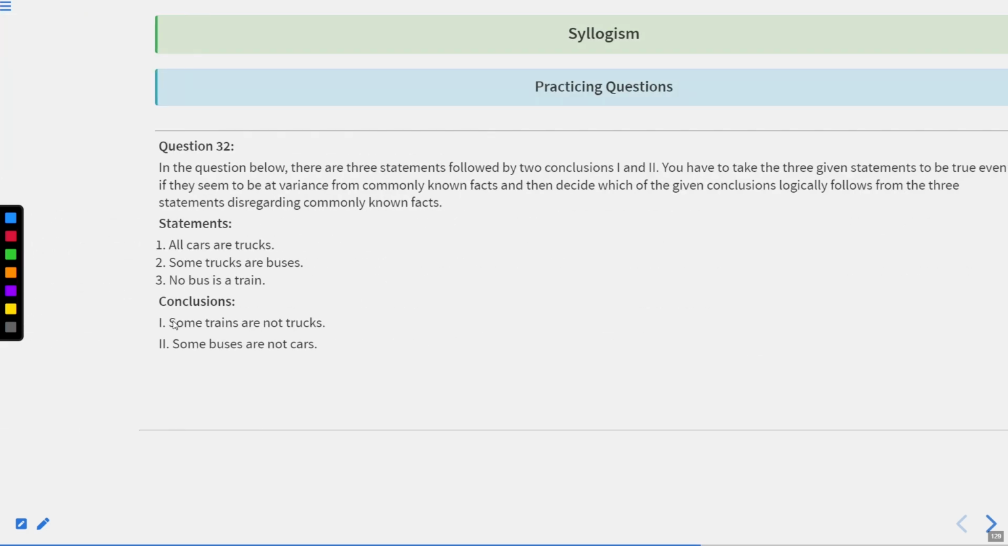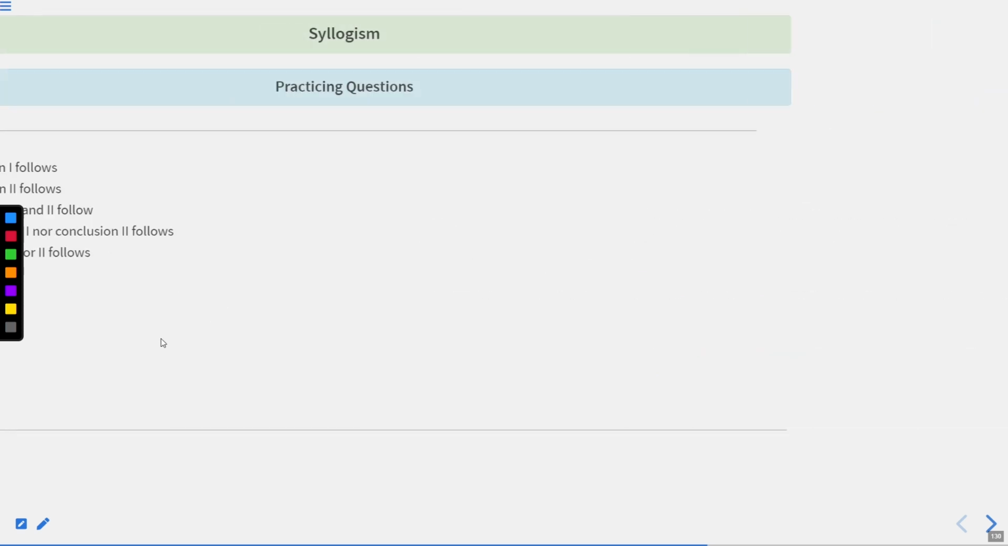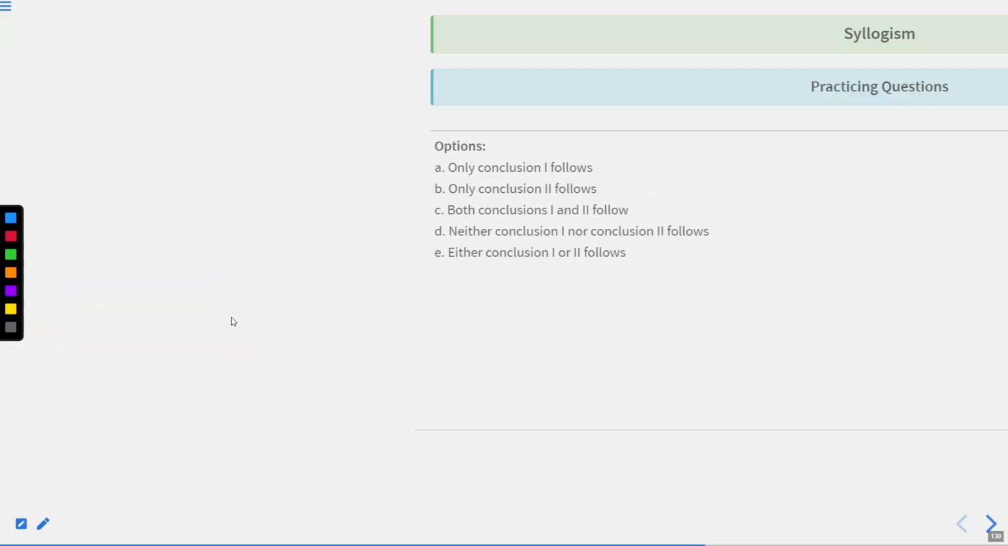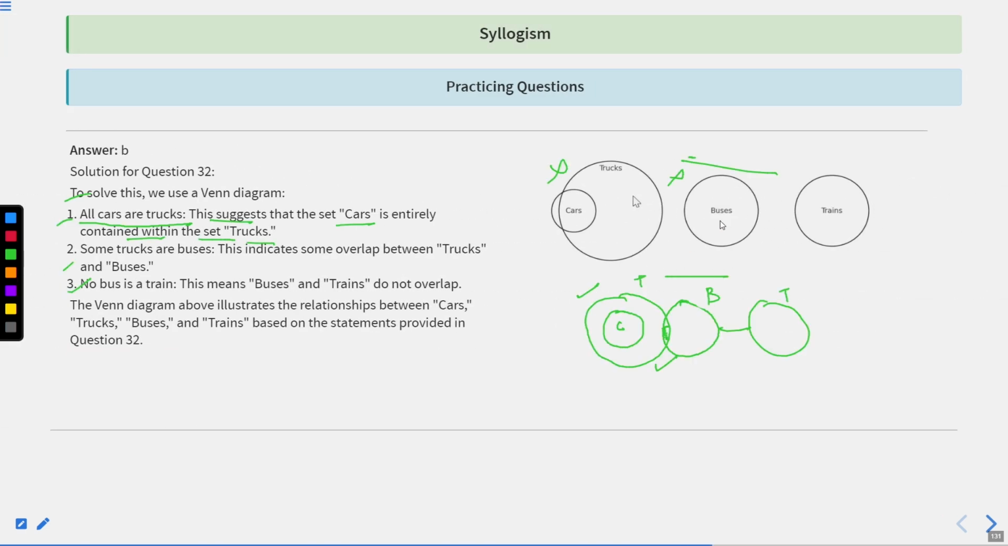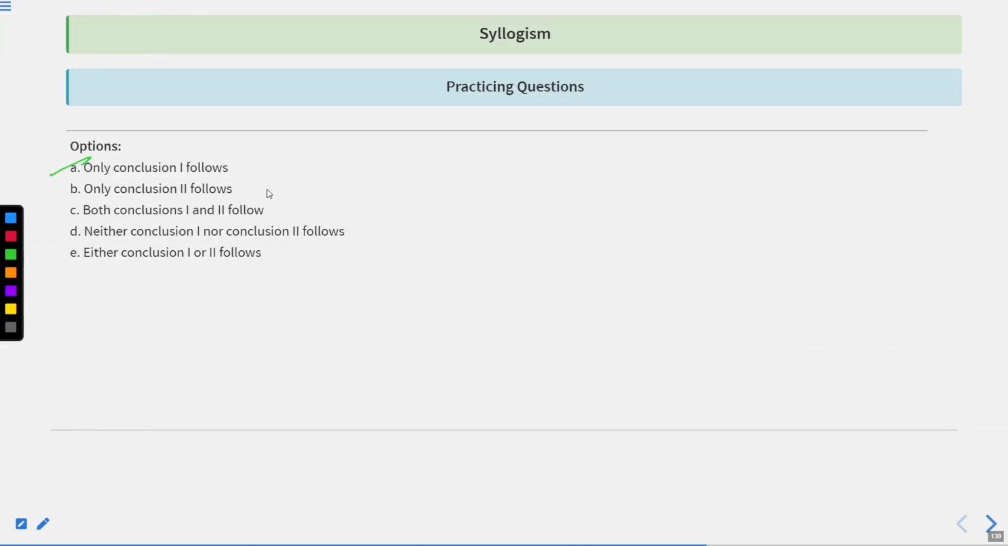Some trains are not trucks. Obviously, we can clearly see that there is no train which is a truck. And then the second statement says that some buses are not cars. We cannot come to this conclusion, my dear student, because there can be an inference with which all cars are trucks. So the correct answer for this particular question will be only conclusion one follows.